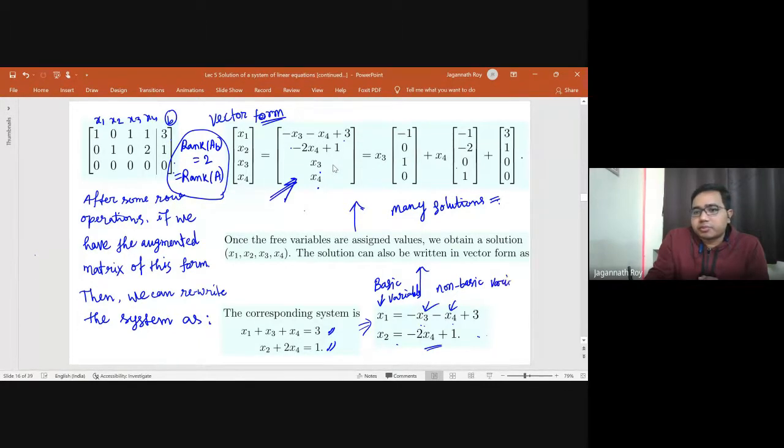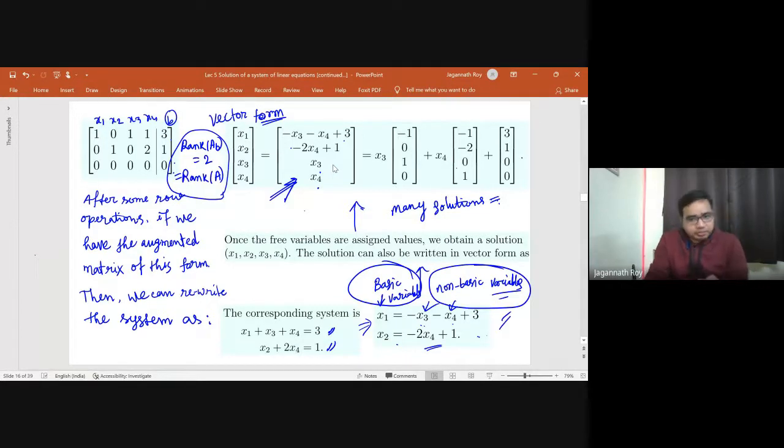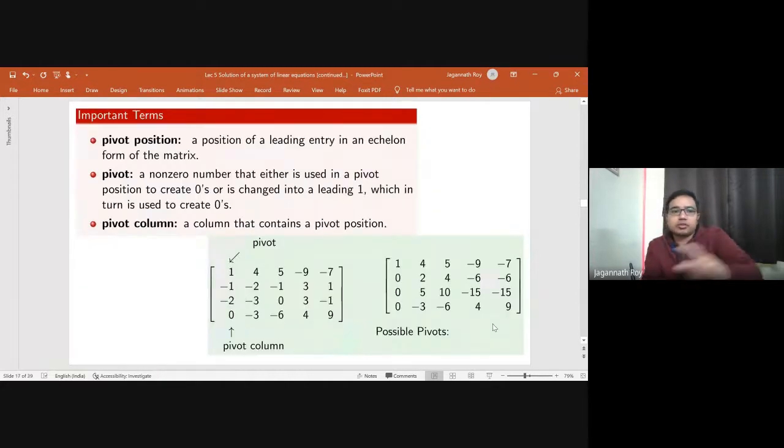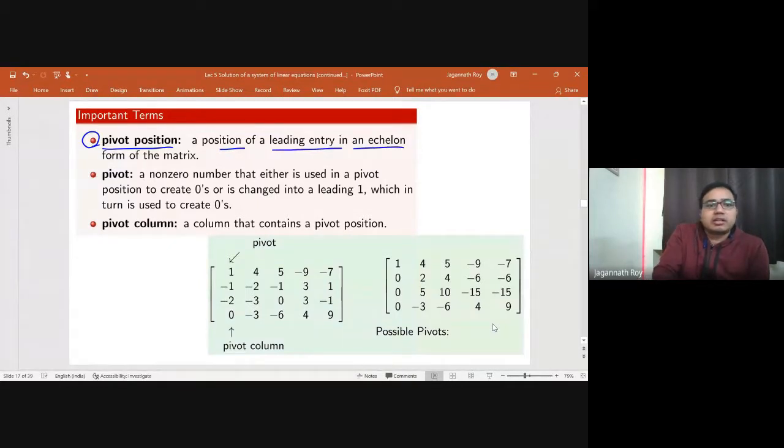So for that, we have to understand who are the basic variables and which are the non-basic variables. For this, we have two rules. We will define the pivot position. What is a pivot position? A position of a leading entry in an echelon form of the matrix. So this is a pivot position. Here it is a pivot position.